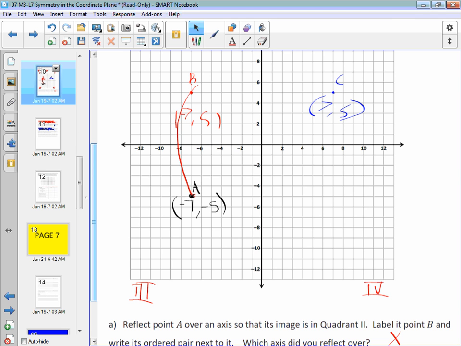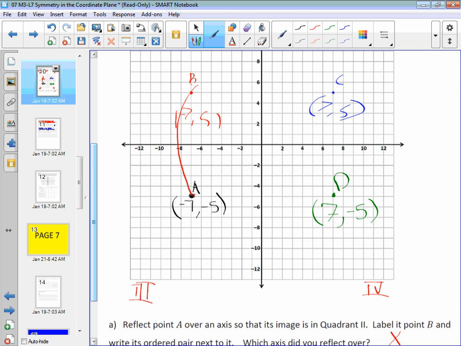No matter what, whenever you do reflections in this case, if you've done it right, you should be in all 4 quadrants, the same distance from X and the same distance from Y. The only difference will be which quadrant it's in. Label it D. Do we agree? Positive 7, negative 5.